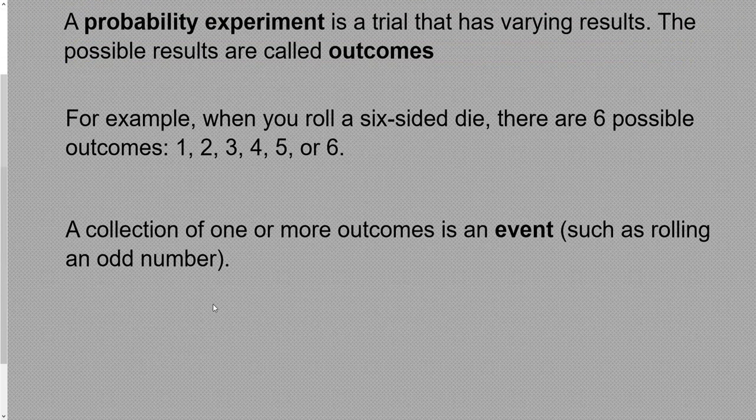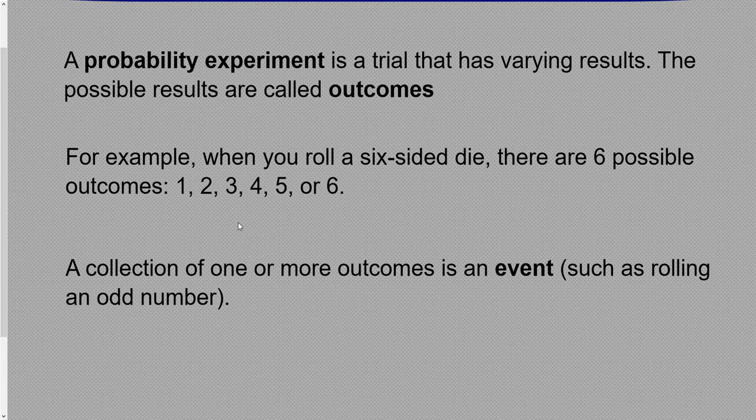A collection of one or more outcomes is called an event, such as rolling an odd number. So if I said, what's the probability that you're going to roll an even number when you roll this die? Rolling an even number becomes the event, and the outcomes that satisfy that event, if we're looking for even numbers, would be 2, 4, 6.